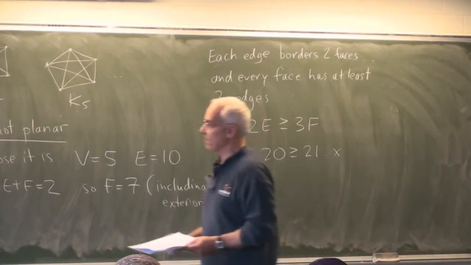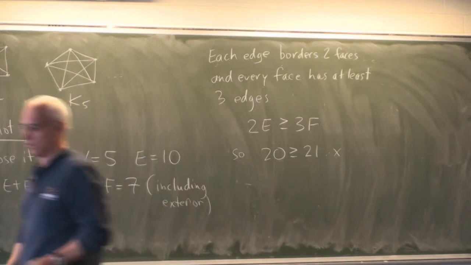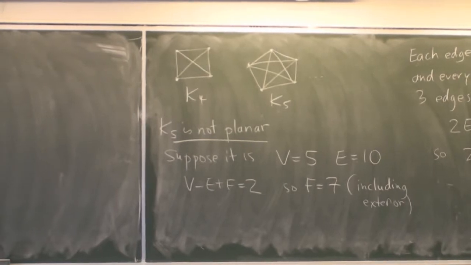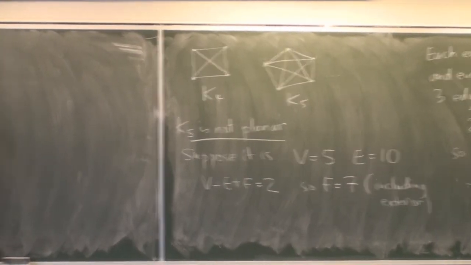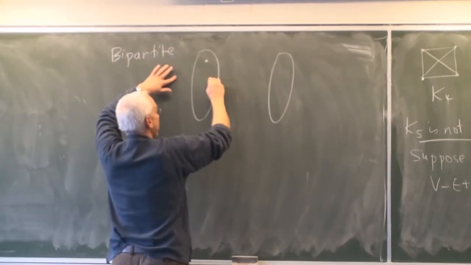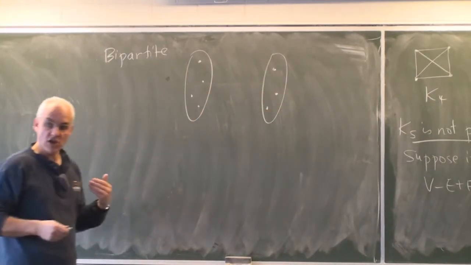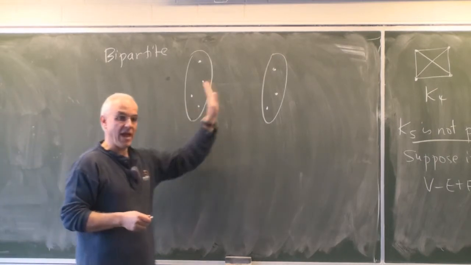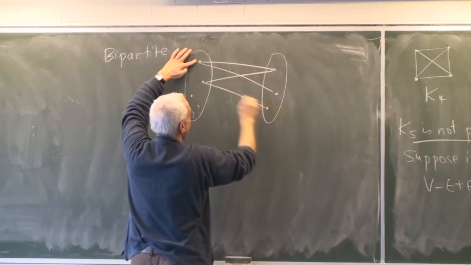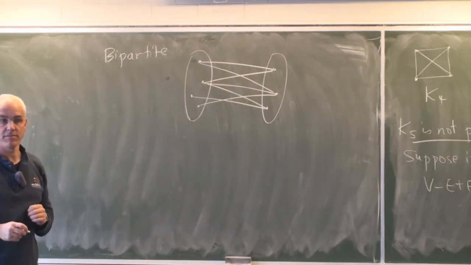There's another important graph that's not planar, and that's obtained by looking at the bipartite complete graphs. A graph is called bipartite if we can group its vertices into two disjoint sets, so all the vertices of one kind on this side and all the vertices of another kind on this side, so that all the edges are between vertices in this set and in this set. So something like this would be an example of a bipartite graph.